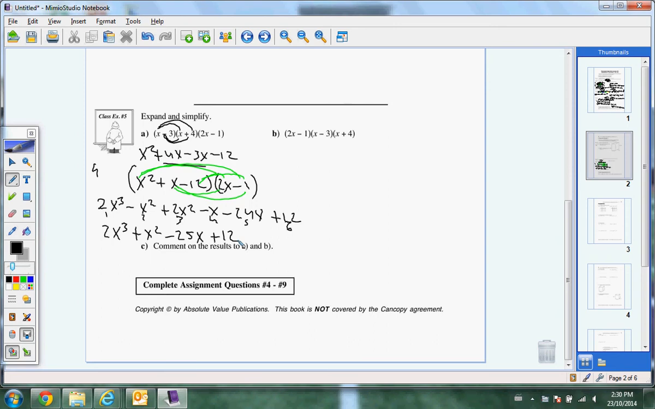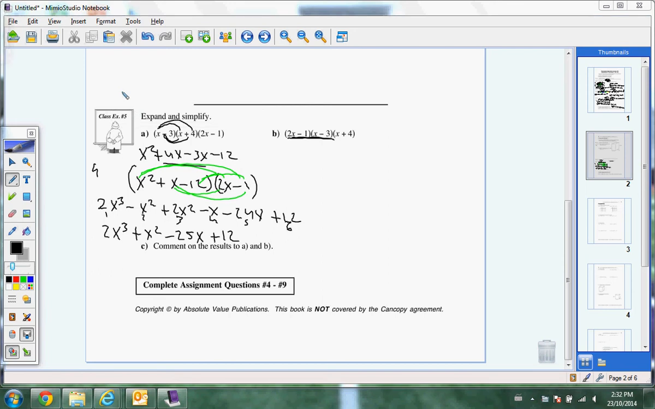All right, go ahead and try this one, and I want you to multiply these two first. Don't try that one on your own, try these two first. So let's see what to notice here.